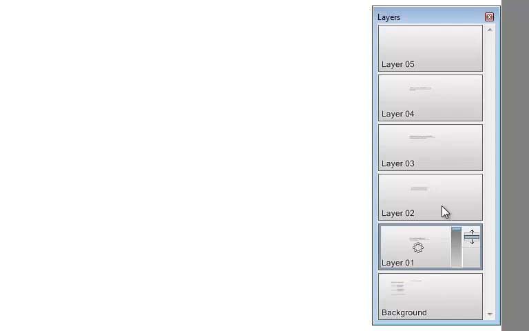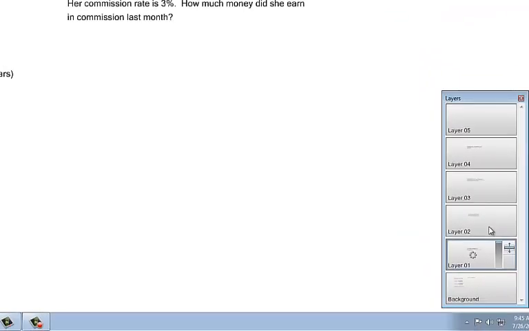Okay, so I got 4 big old word problems, one for each one of these. Susan works at the Acura dealership in Winchester. Now imagine yourself selling Acura cars. These are high-dollar cars. Last month, she had car sales totaling $230,000. Her commission rate is 3%. How much money did she earn in commission last month? That means every month, she gets 3% of what she sells.